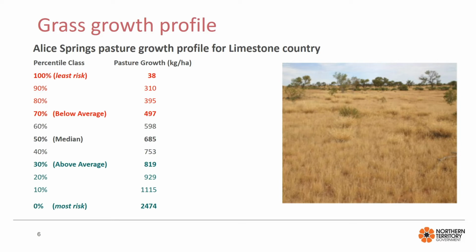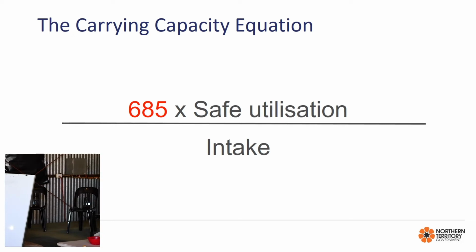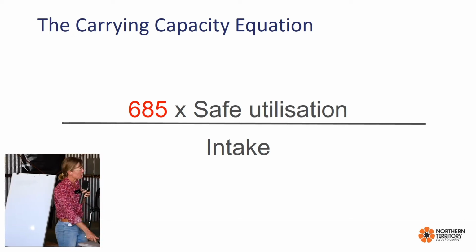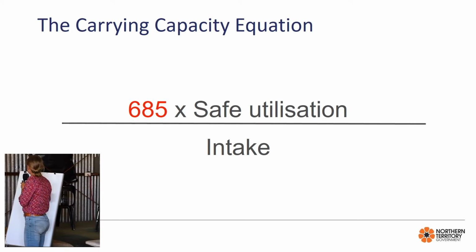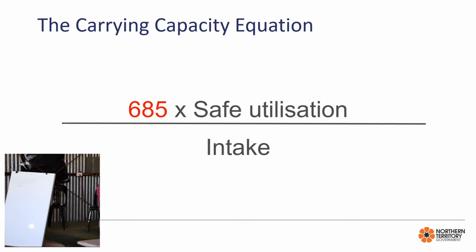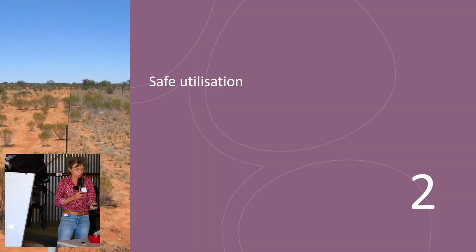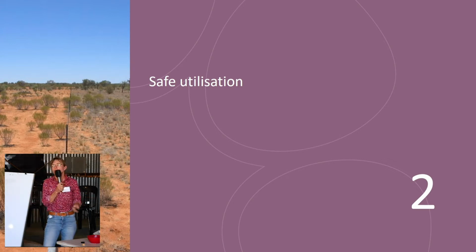So I have written it there, and then I picked up a permanent texter and wrote it on the board. So if we're going to say we've got 685 kilos, because that was our median for that land type, we'll put that one up there. The second thing to look at is the safe utilisation. You might not have heard of this term before. Safe utilisation is how much you can safely consume and maintain your land condition at that rate.